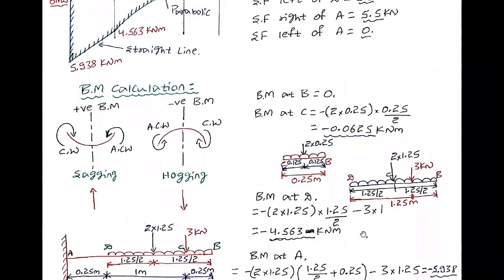If you see the section on the right side, it is acting in clockwise direction. On the right side, if it is acting clockwise, means you have to take negative bending moment, minus 3 into 1. Similarly, this point load 2 into 1.25 is also acting in clockwise direction, minus. Therefore, bending moment at D will be minus 4.563 kilonewton meter.